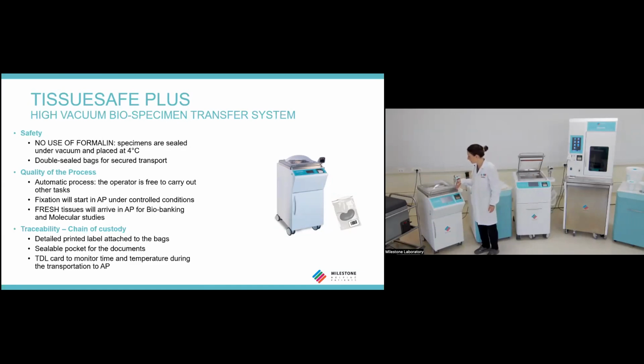So now, as you can see, the process is very fast. Now I have the label with all the details. The label will be attached to the bag. This is the result. As you can see, the volume is very small and the weight, and this will be positioned in controlled condition at 4 degrees.